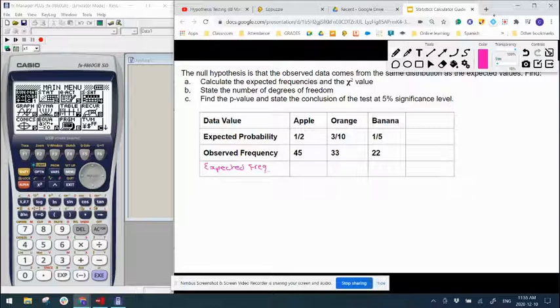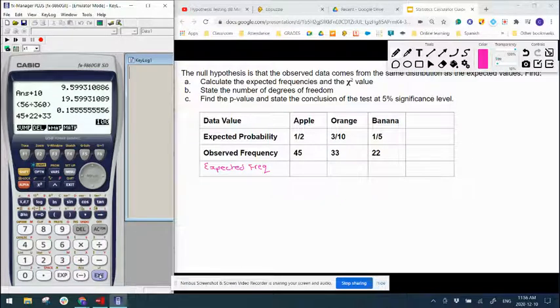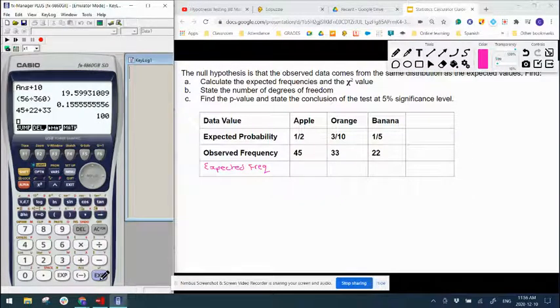So what you need to do is total it up. You need to find the total of 45 plus 33 plus 22. So we have to go 45 plus 22 plus 33 to get 100. All right. In total, there were 100 people at this conference.